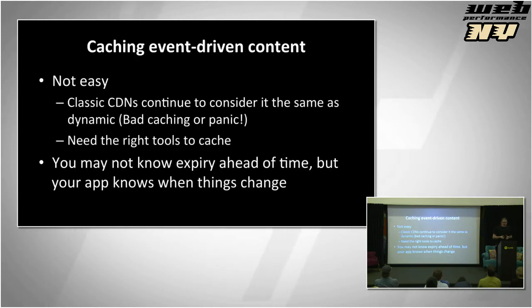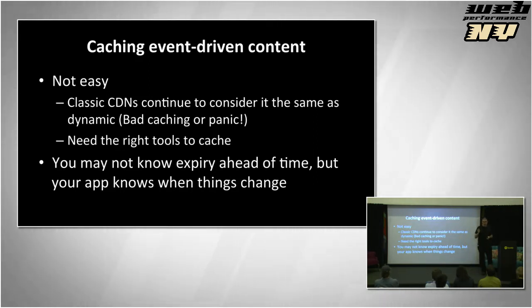Now, how do we cache those kinds of content, what we are now calling event-driven content? It's not really an easy thing, because the old school CDNs haven't really given us the tools or the mechanisms to deal with them, and they've kind of put them in the dynamic category. And if they put that kind of content in the dynamic category, we talked about this, you either get bad caching or you get panic attacks, because when you make mistakes, you have no way of getting yourself out of those mistakes. You may not know the expiry of these objects ahead of time, the way you would with a static object, but it is very likely that your application knows when something changes.